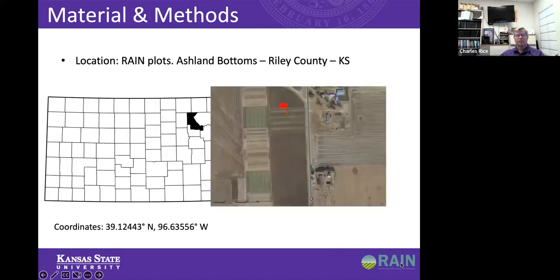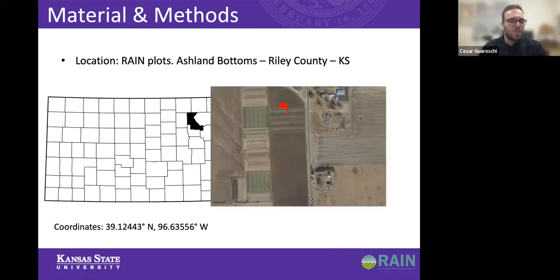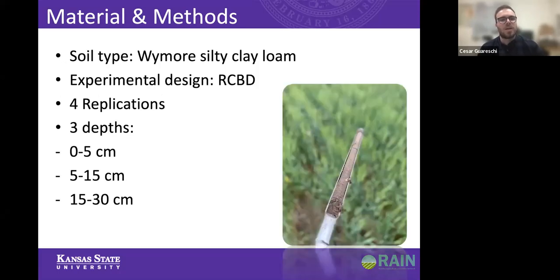Okay, here we go. So yes, the rain plots are located in National Bottoms, Riley County, Kansas. We have Wilmore silty clay loam soil. The experimental design is an RCBD with 4 replications, and we assessed the soil at 3 depths: 0 to 5, 5 to 15, and 15 to 30 centimeters.